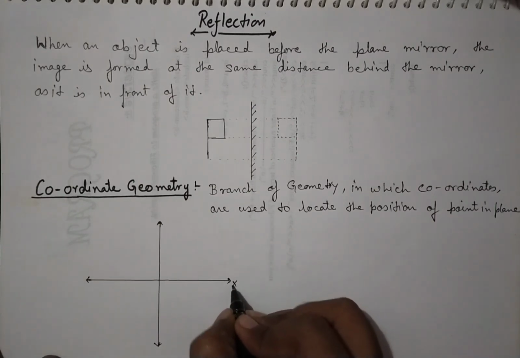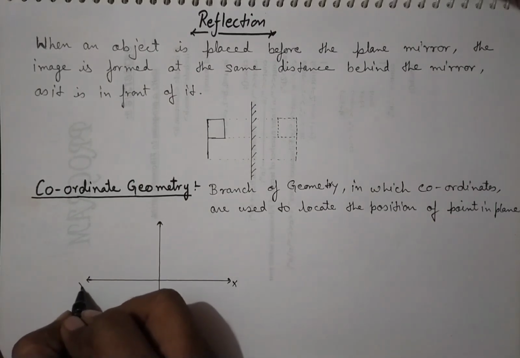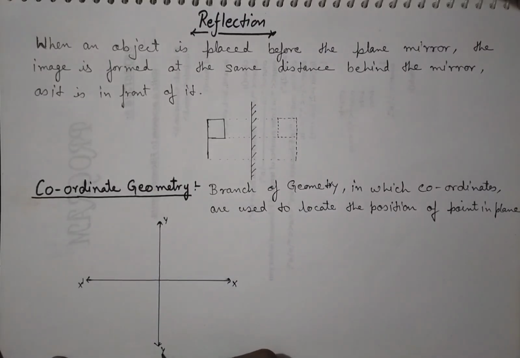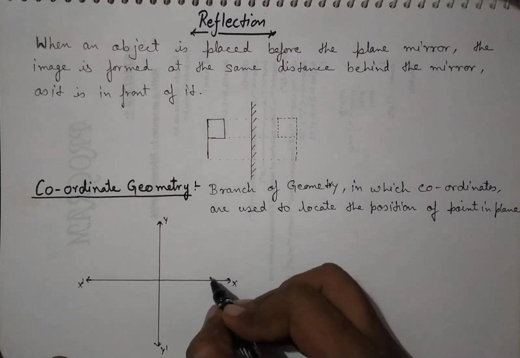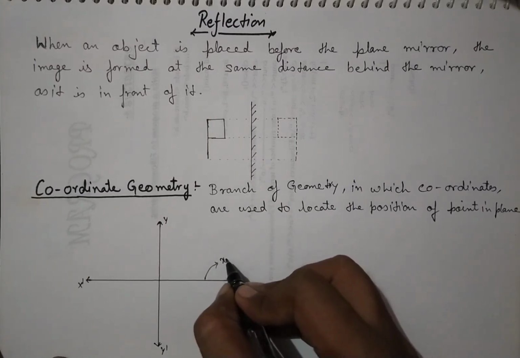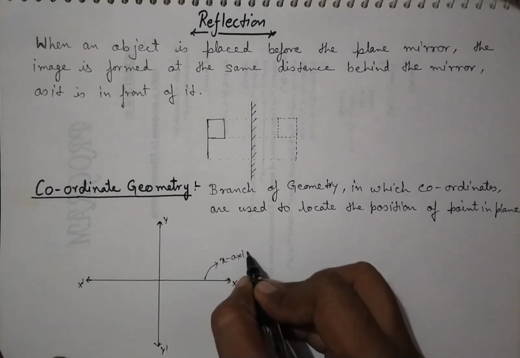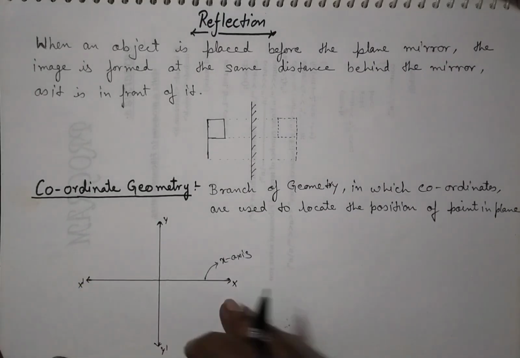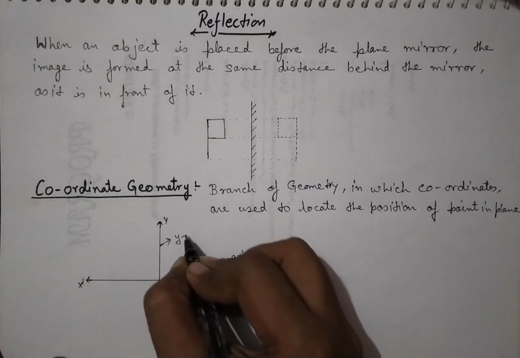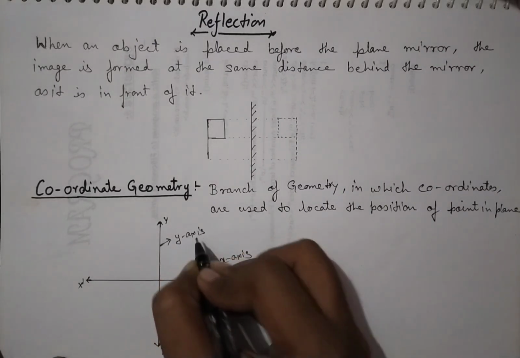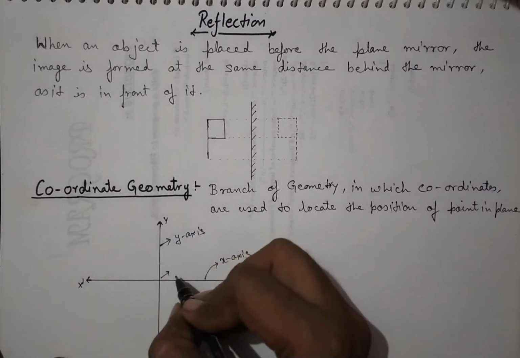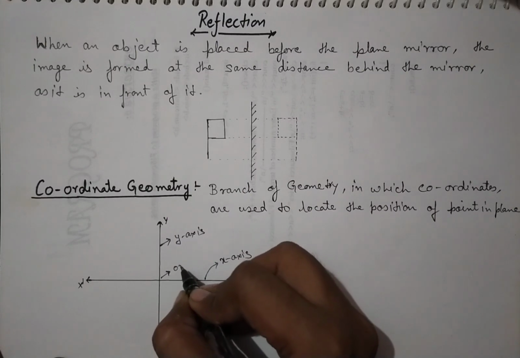This is written as x, this one as x dash, here it is y and y dash. This whole line from here to here is taken as the x-axis, and this whole line is taken as the y-axis, and the point where they coincide with each other is known as the origin.